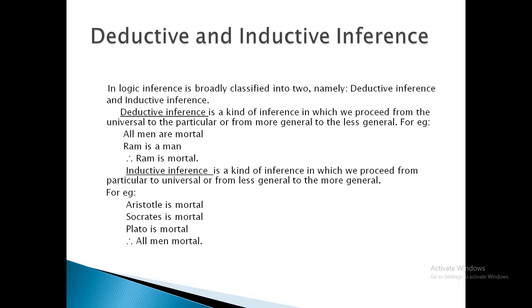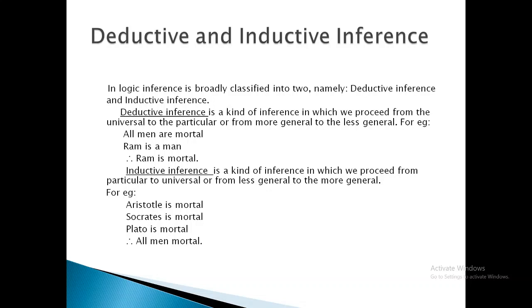All men are mortal. Here, all men is the subject. Here, mortality is affirming the whole class. And the conclusion, Ram is mortal, is a particular one. So, in deductive inference, we are passing from more general to less general.